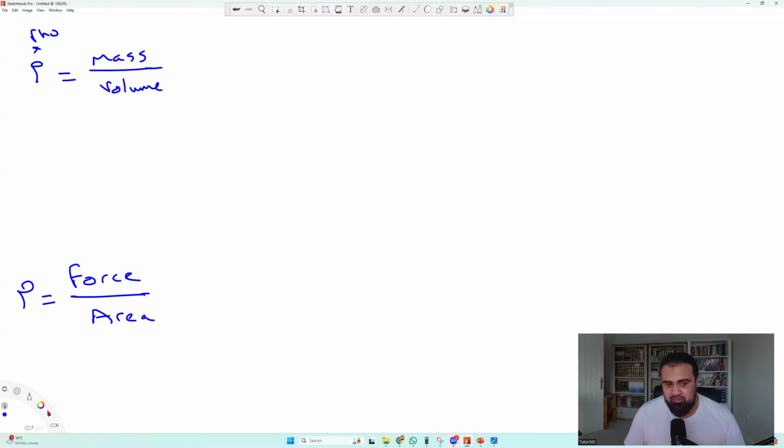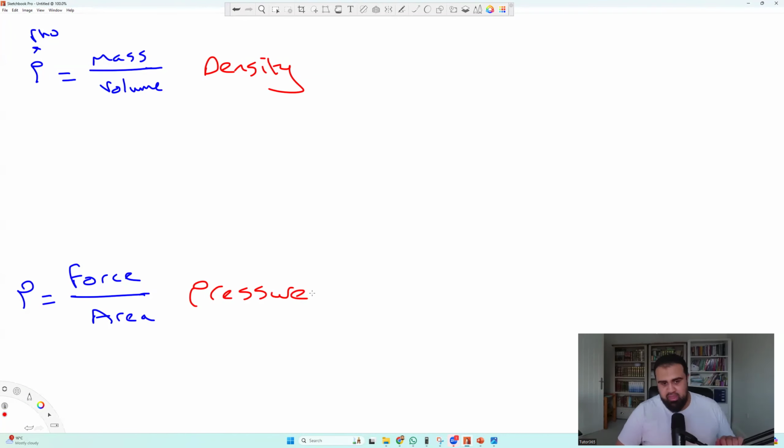So the formula here is for density. And it's rho, don't say P, it's pronounced rho. The P in the density formula is pronounced rho. So rho is equal to the mass over the volume. And the P here is actually for pressure. And pressure is equal to the force over the area. Rather than memorizing these formulas, I want to explain to you what density is, and I want to explain to you what pressure is.